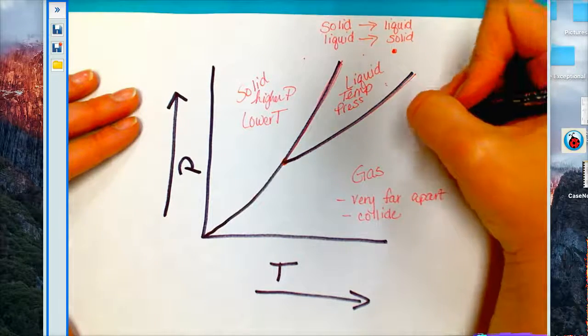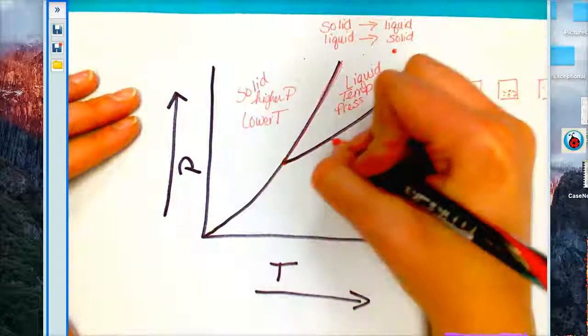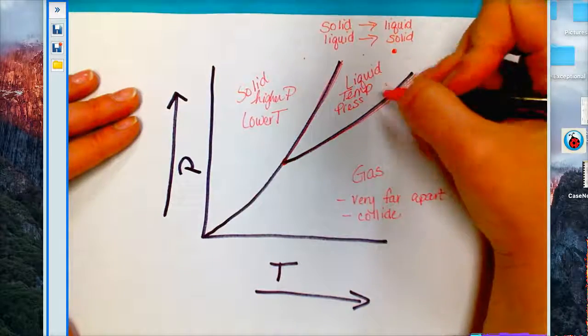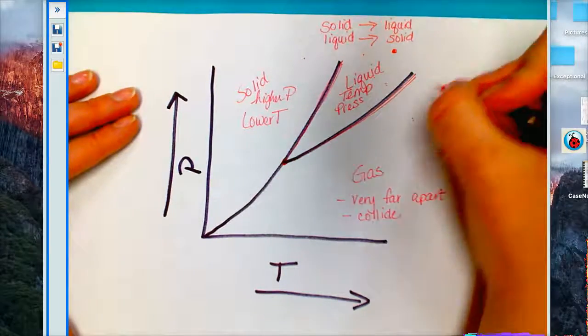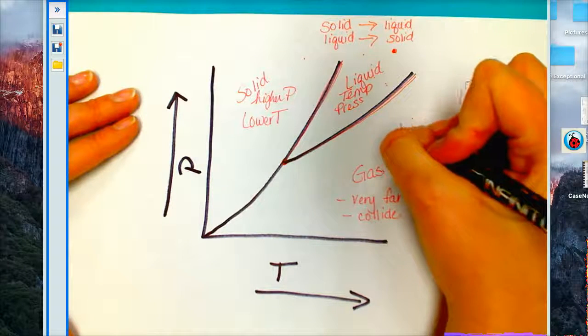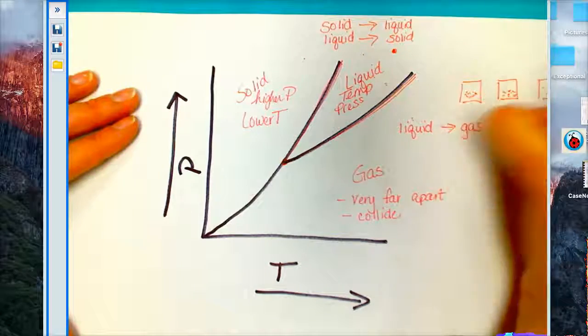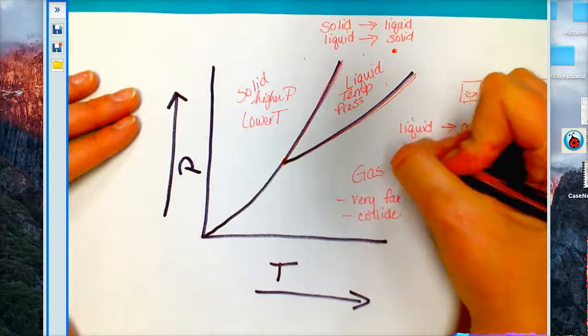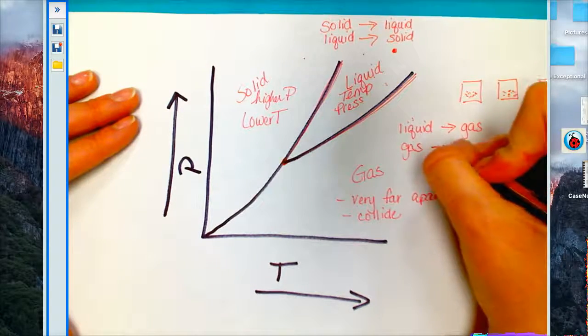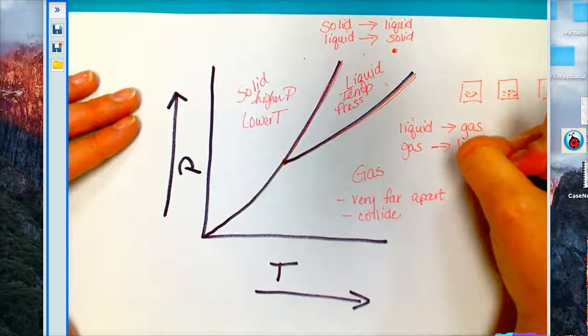So in between this right here, these two areas on this line, you have the transition from liquid to gas. So you have the same amount of particles that are a liquid that are becoming a gas. And then you have the reverse of that. You have particles that are a gas becoming a liquid.